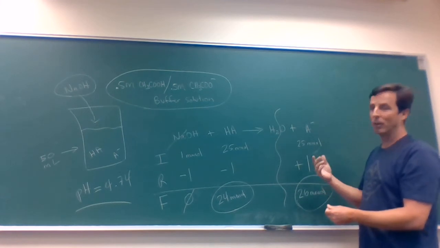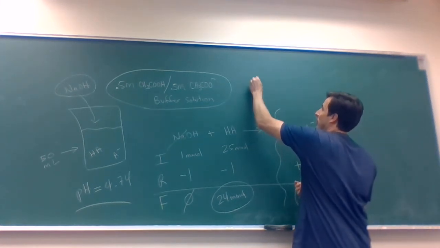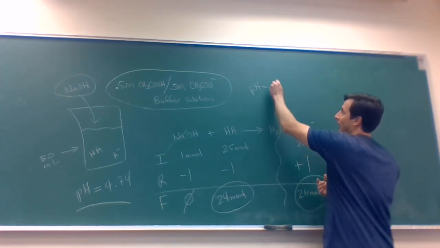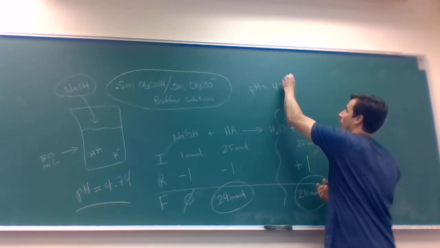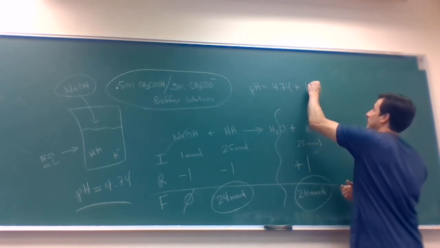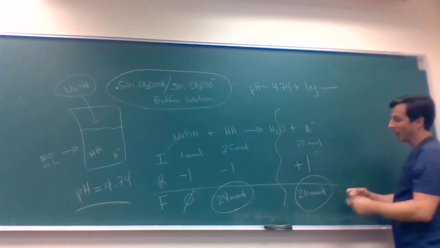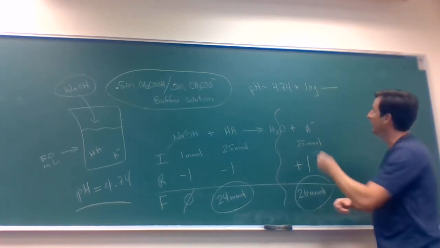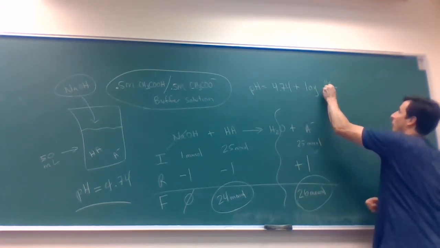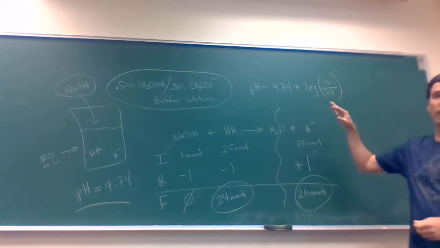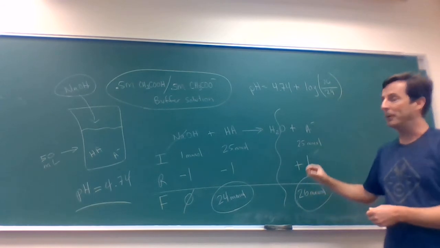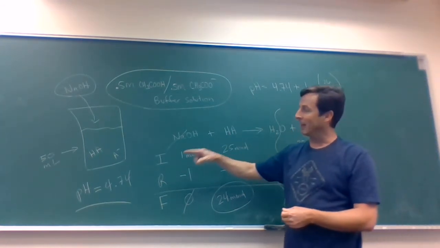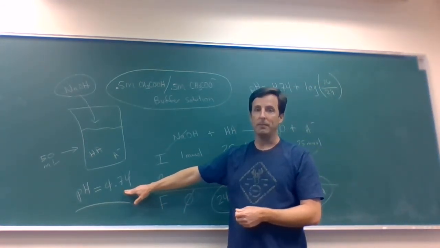So the equation is going to look like the pH of the new solution equals the pKa, which we already know is 4.74, plus the log. And when I do the log, it's always the A minus over the HA, so it's going to be 26 over 24. And if you solve for it, what we would find is that the pH of the solution is going to be a little bit higher than 4.79.